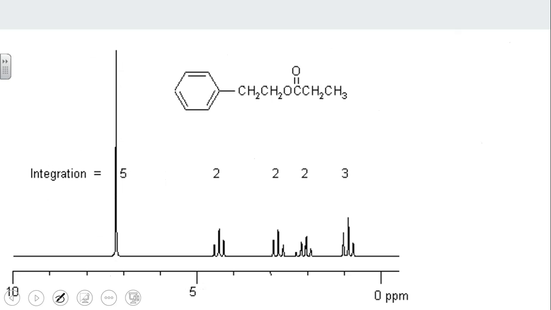Okay, here's another one. This is interesting because this has, again, coupling that we have to worry about. This is a triplet. This is a quartet and a triplet and a triplet, and it looks like a singlet. Now this is computer generated, but it still can give us good information.